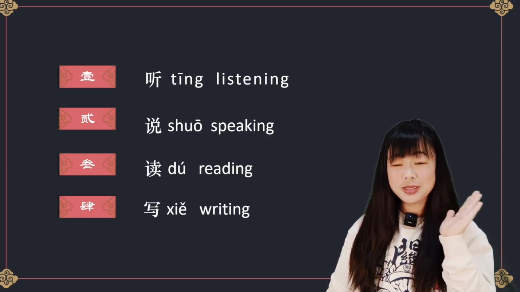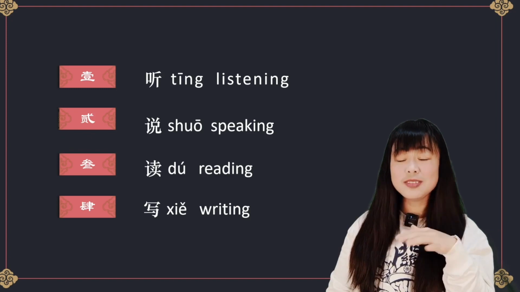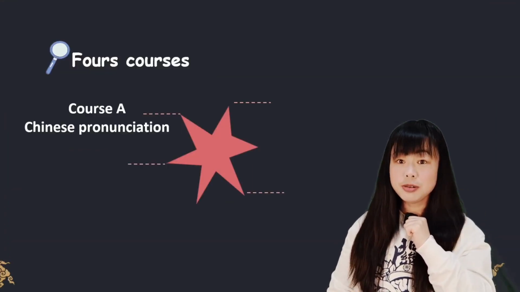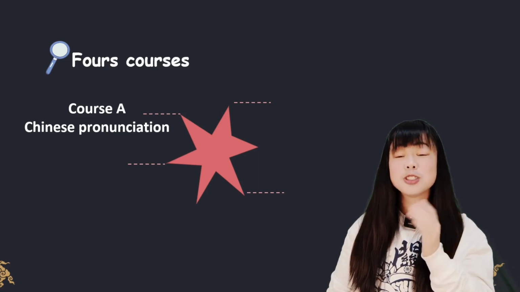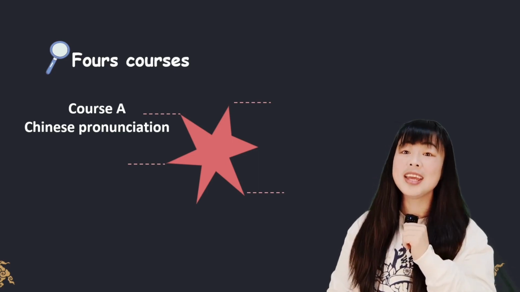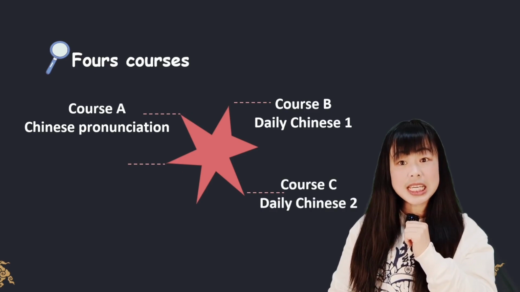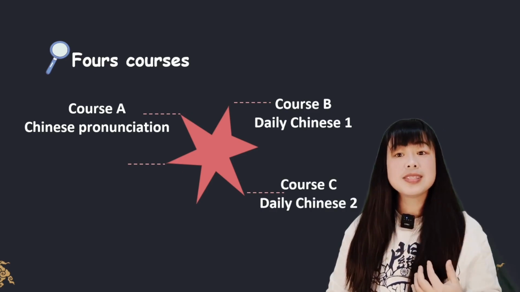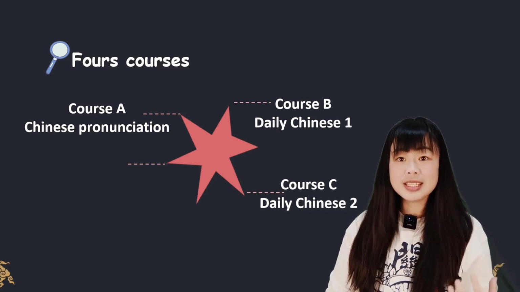So, according to this order, I divide my Chinese lessons for beginners into 4 courses. In course A, we will focus on Chinese pronunciation. And in course B and course C, we will learn daily Chinese. We will learn to express our daily life in the Chinese language.